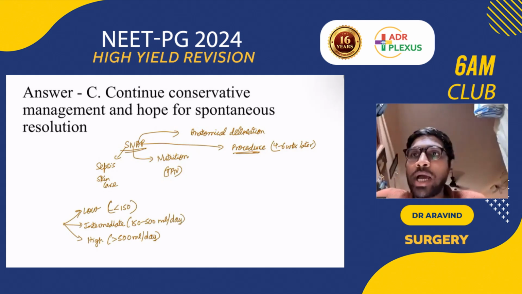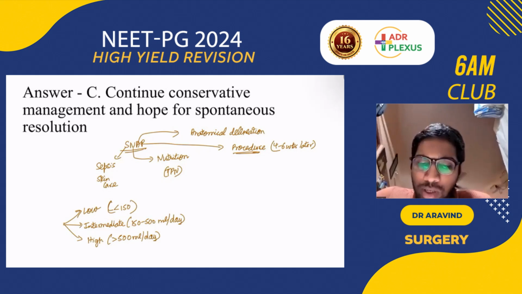In high output, very vigorous resuscitation is needed because there will be electrolyte imbalances. In high output, you cannot wait for it to close spontaneously. It is very, very difficult for it to close by itself. But in low output, you can wait a minimum of 1.5 to 2 months, and it will completely close by itself.